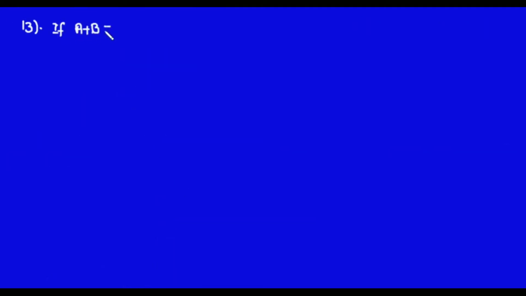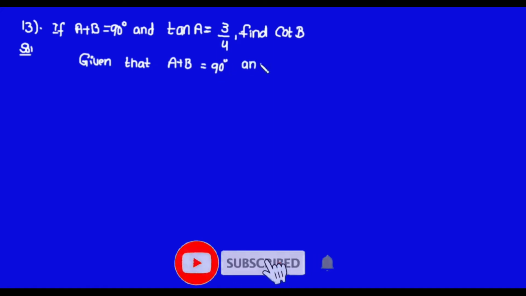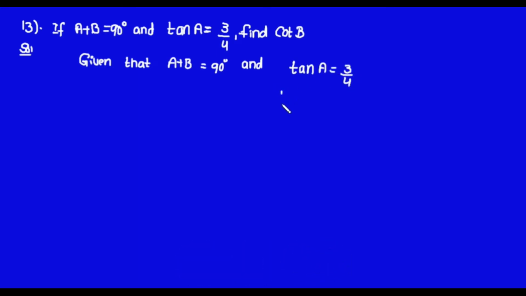Problem number 13. If a plus b is equal to 90 degrees and tan a is equal to 3 by 4, then find cot b. Given that a plus b is equal to 90 degrees and tan a is equal to 3 by 4. In the given problem, a plus b is equal to 90 degrees. That means b is equal to 90 degrees minus a. So we can write tan a as tan of 90 degrees minus b, that is equal to 3 by 4.